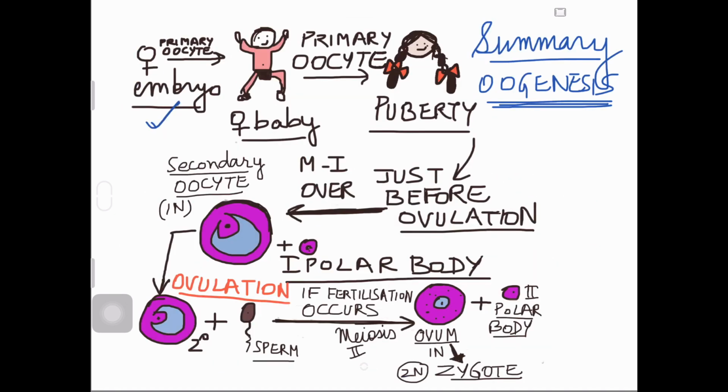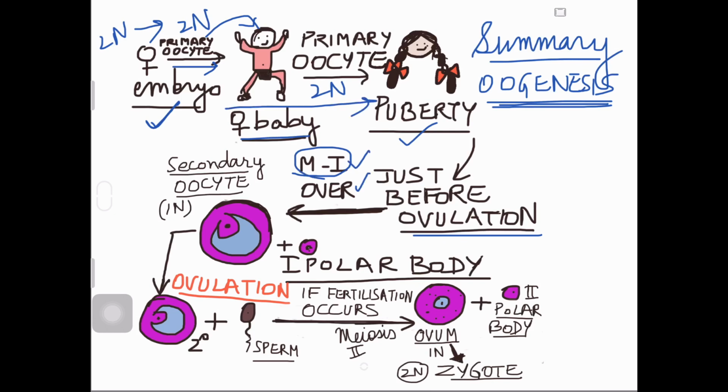Firstly, we'll talk of the female embryo. Starting from here, primary oocytes are formed from the oogonia. Primary oocytes are 2n in nature. Oogonia were also 2n. It was simply mitosis occurring. The baby is born, the female baby is born with what? With the primary oocyte in the ovary. And the primary oocyte is carried further to her childhood and up to the puberty. And in the puberty, just before ovulation is to occur, the arrested meiosis finally gets over and the secondary oocyte, that is a 1n cell, is produced plus the first polar body.